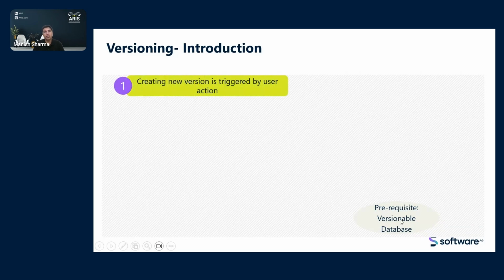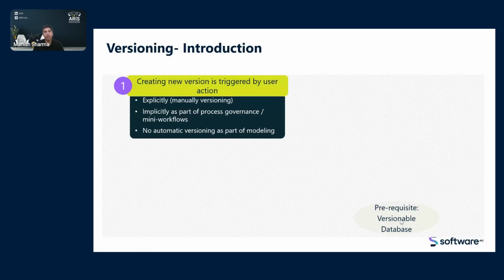Having said that, the versioning is something that is triggered by a user, and that could either be manually by the user explicitly creating a version of a model, or it could be because of versioning, which is as part of a governance process, either a Connect mini workflow or the release cycle management process.